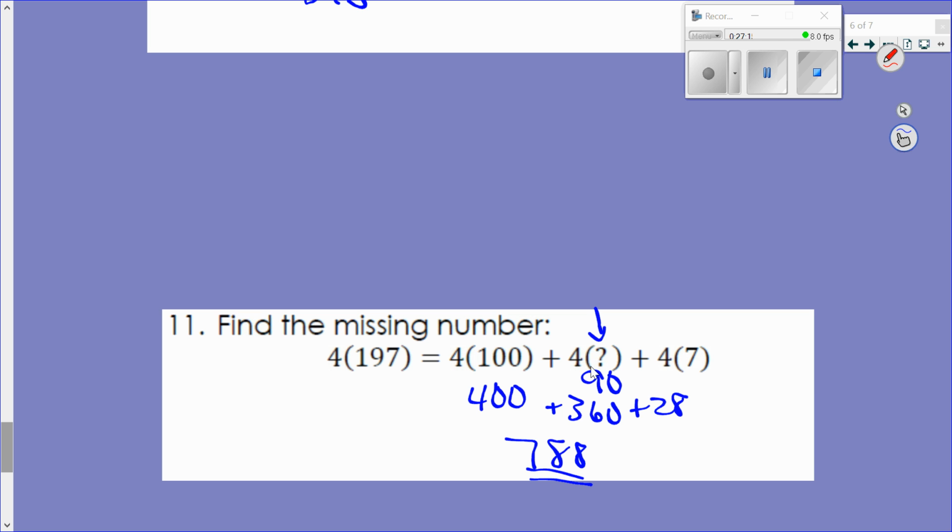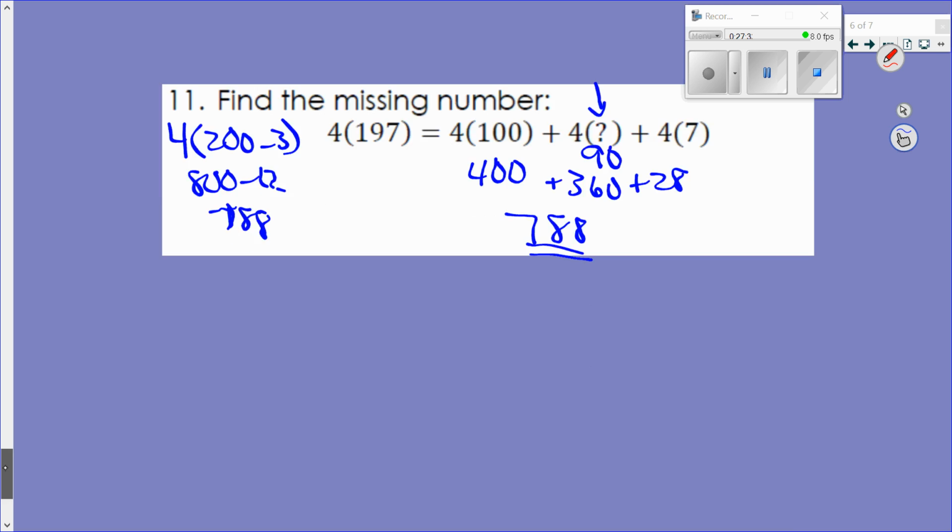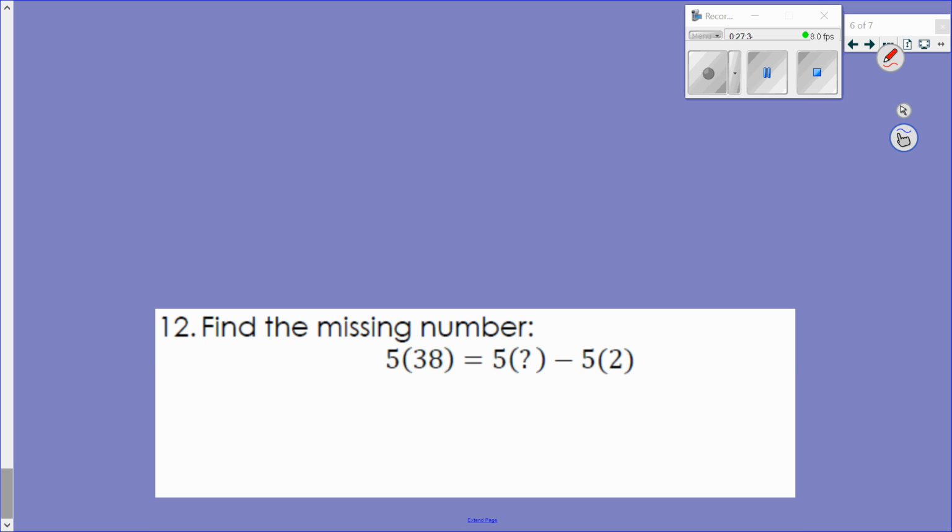Now, guys, this is another one. Personally, I would have done 200 minus 3, which would have given me 800 minus 12, or 788. But you can do it either way. Last one. Again, find our missing number. Easy answer. So, see if, Devin, what's our question mark?